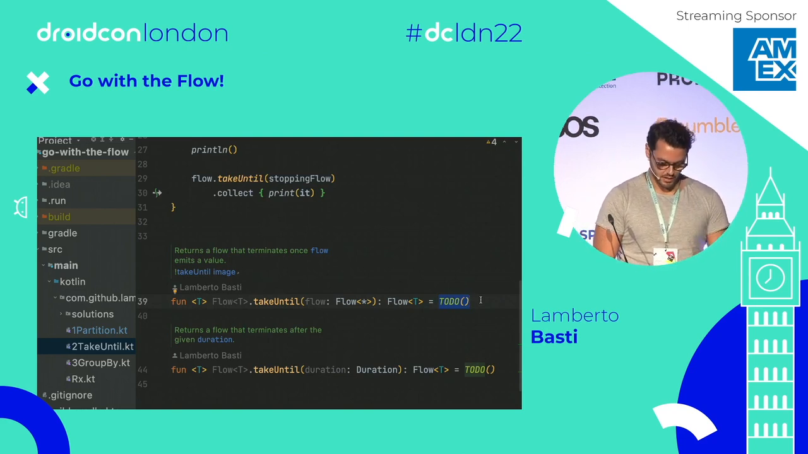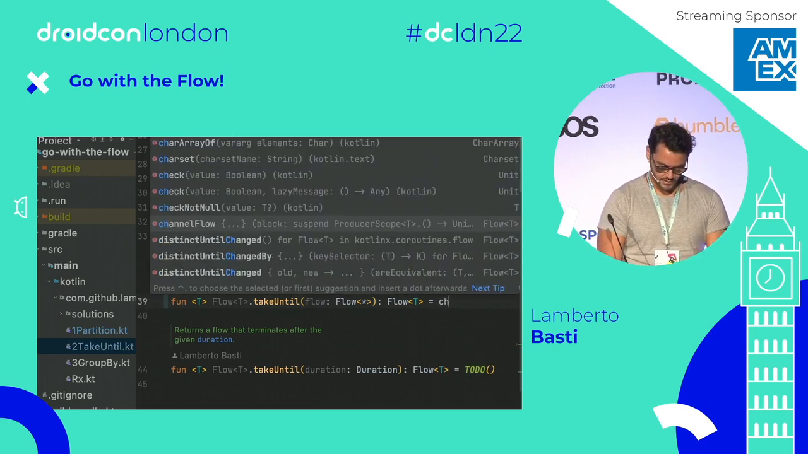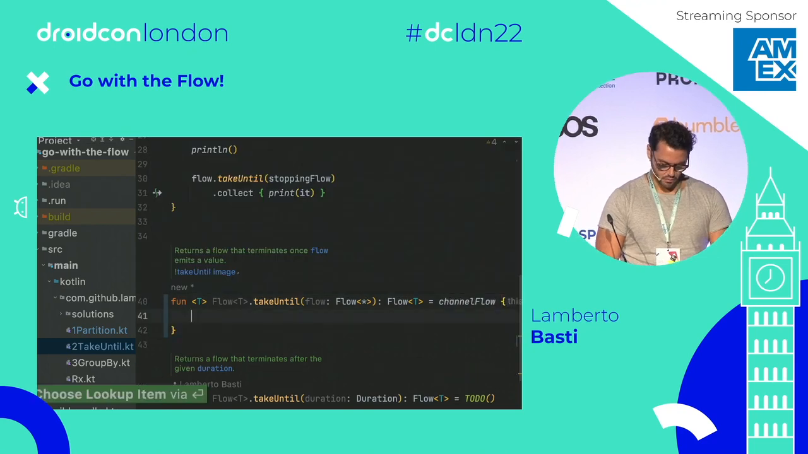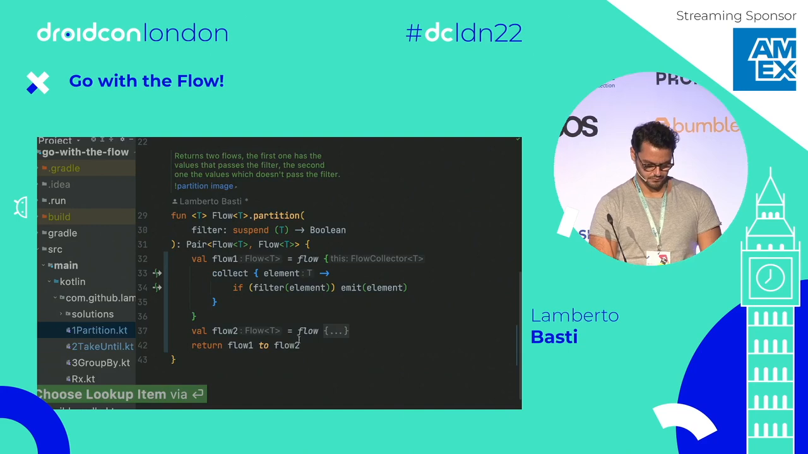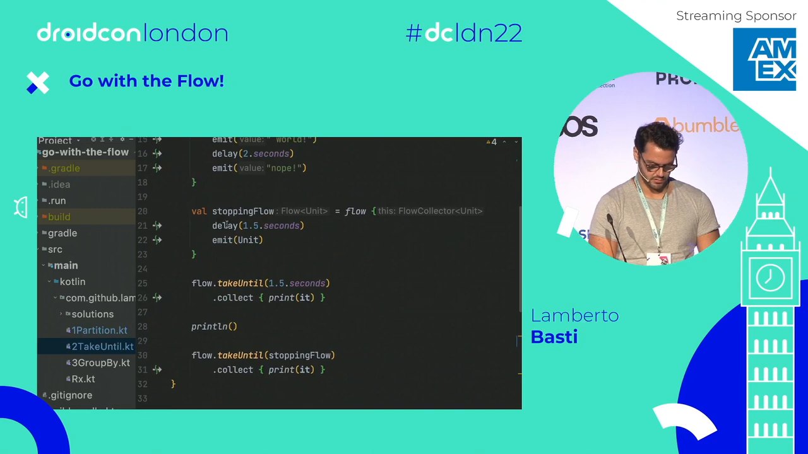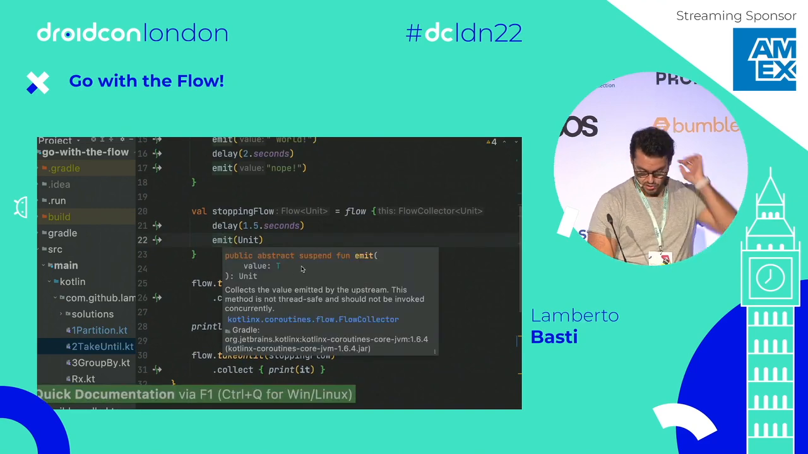But this time, instead of flow builder, we're going to use a channel flow. Now, why are we going to use channel flow? If we go back to partition, or wherever we use flow, actually, we can see it here. It's even easier. If you go to the documentation, right, great.